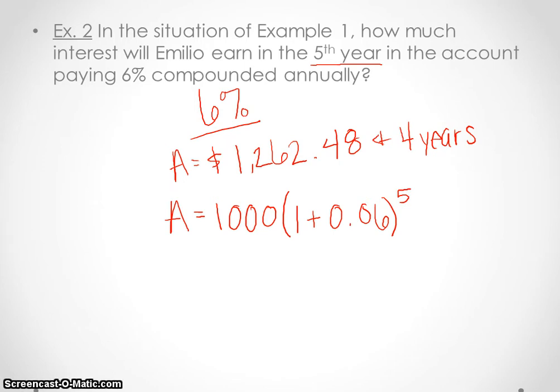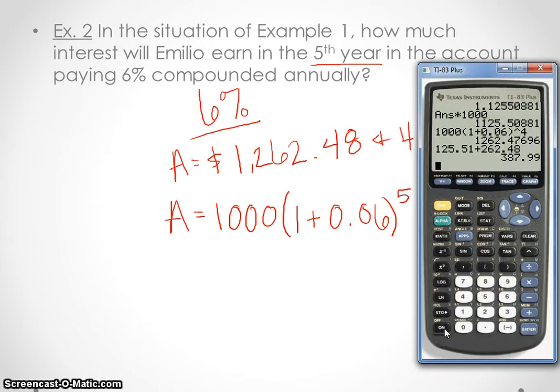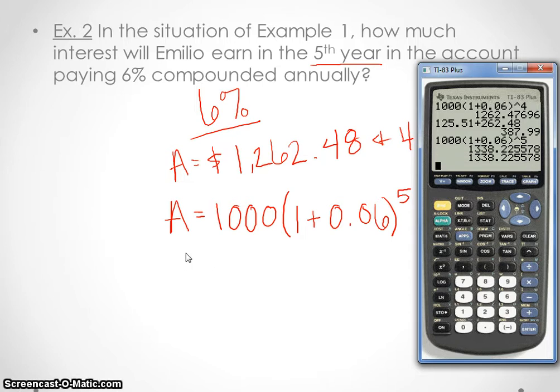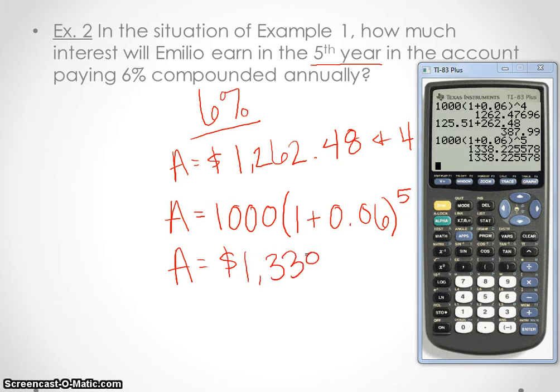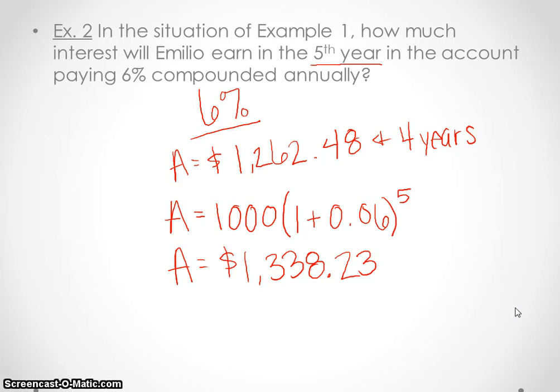So let's go ahead and grab our calculators, and we'll just plug it in here. So we have 1,000. I keep saying 100. My apologies. So 1,000 times, parentheses, 1 plus 0.06, close them, to the 5th power. Okay, and then let's just see what we get there. That's $1,300. Whoops. So our amount here is $1,338.23. So 23 cents if we round that. So that is for the 5th year.